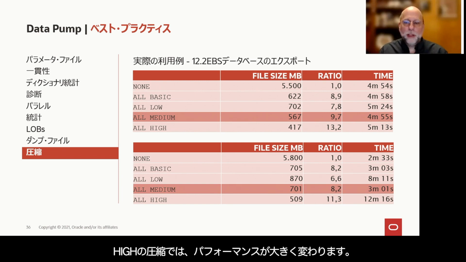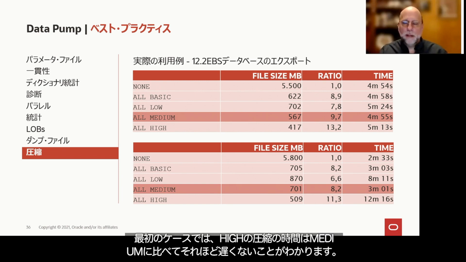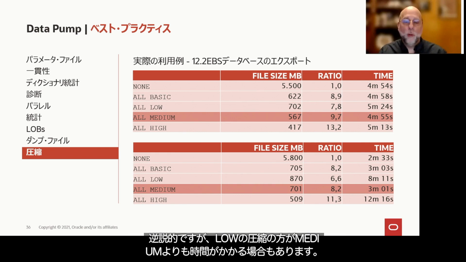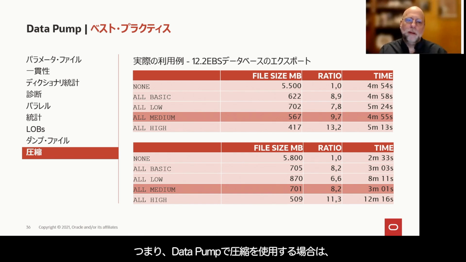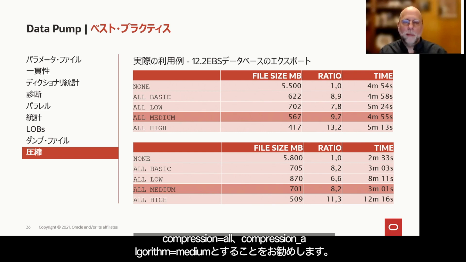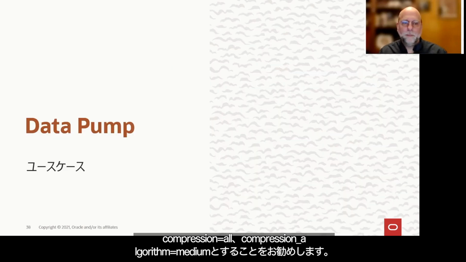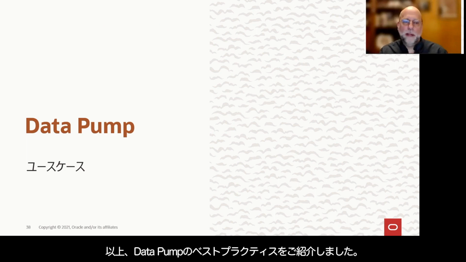With high compression, the performance can really vary. You can see in the first case, the time for high compression wasn't that much slower than medium, but in the second case, it was a factor of 4 different. And paradoxically, sometimes the low compression can actually take longer than medium. So the bottom line here, if you're going to use compression with Data Pump, we recommend saying compression equals all and compression algorithm equals medium. So that's some best practices for Data Pump.